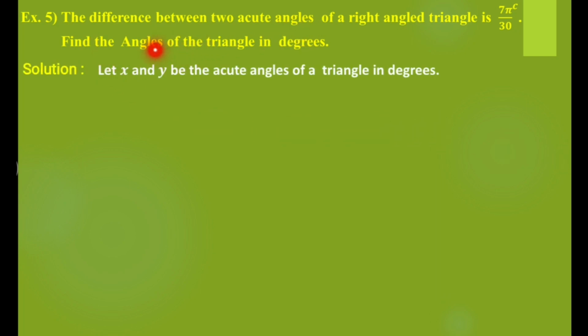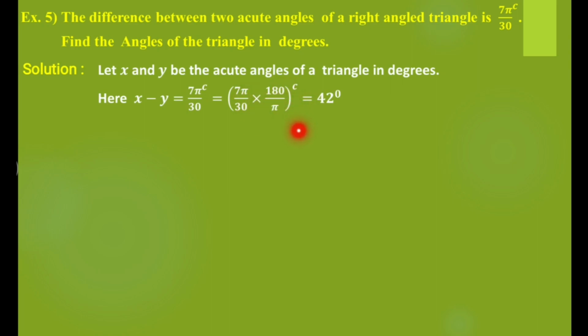So we use these two properties here. So for that we have to take two angles. So we take here in solution, let x and y be the acute angles of a triangle in degrees. Now this x and y, their difference we have to take 7 pi by 30. So we write here x minus y equals to 7 pi by 30. So we reduce this in degree form because we state here x and y be the acute angles of a triangle in degrees. So we convert this 7 pi by 30 in degree form. So for that we have to multiply by 180 by pi.